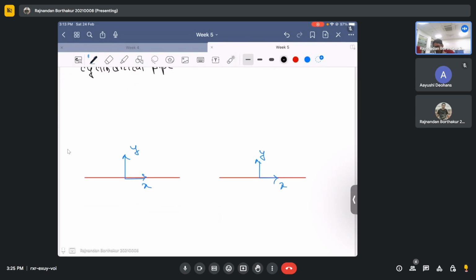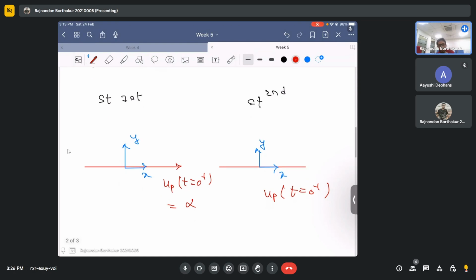So in the Stokes first problem, I'll just write it ST first. What we saw is the plate is given a velocity up at some time t equal to 0 plus, and it is just some number. Let's say it is some alpha, and this alpha is known. However, in Stokes' second problem, I'll write it as ST second. What we saw is the velocity of the plate at time t equal to 0 plus. Of course, the plate was initially stationary. So the initial condition was that at t equal to 0, the plate is stationary. The plate only acquires a velocity at t greater than 0, some positive non-zero values of time, which is close to 0, of course.